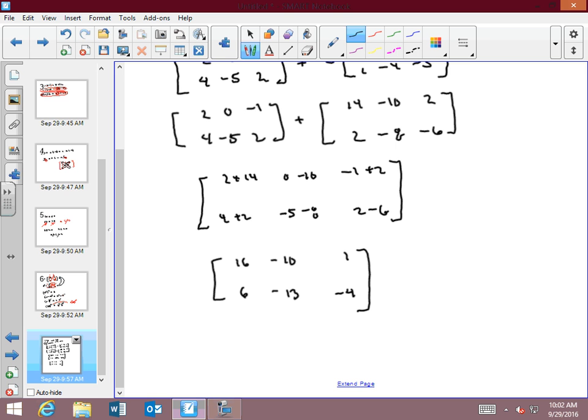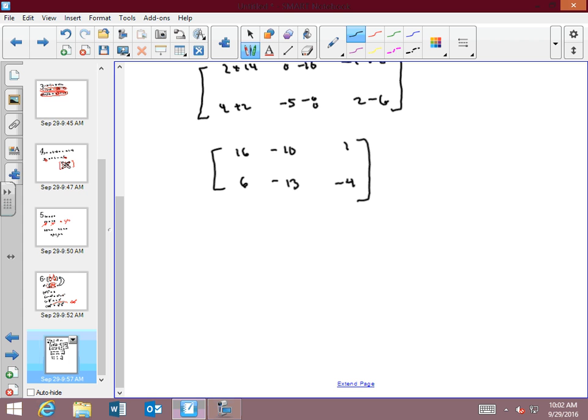Now number 2, the second one, they're saying do 3C minus E. First you want to look at C and E. Is that even possible? C has 2 rows, 2 columns. Then E had better have 2 rows, 2 columns. And E has 2 rows, 1 column. That's not possible. Does that make sense? Okay.